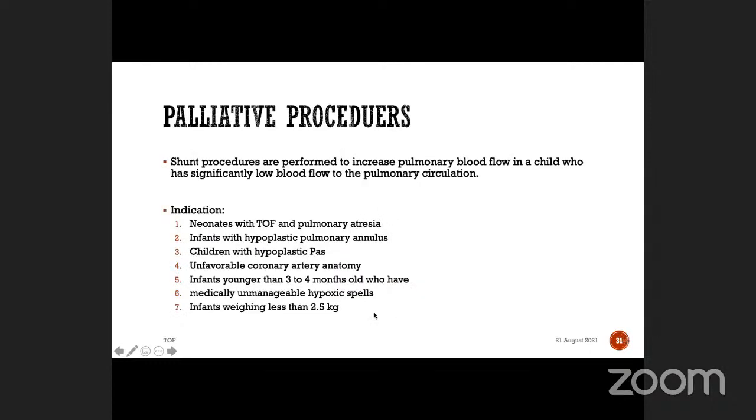So shunt procedures are performed to increase the pulmonary blood flow in a child who has significantly low blood flow to the pulmonary circulation. The indications now are very limited, but it is mainly indicated for neonates with tetralogy and pulmonary atresia, infants with hypoplastic pulmonary annulus, children with hypoplastic pulmonary arteries, unfavorable coronary artery anatomy, infants younger than 3 to 4 months, although this is not true anymore, medically unmanageable hypoxic spells, and an infant weighing less than 2.5 kg.